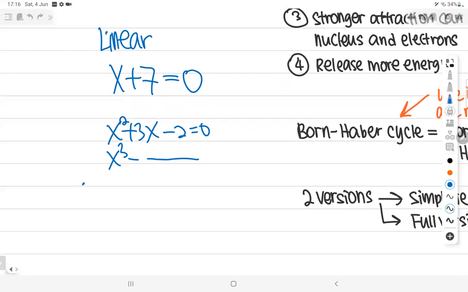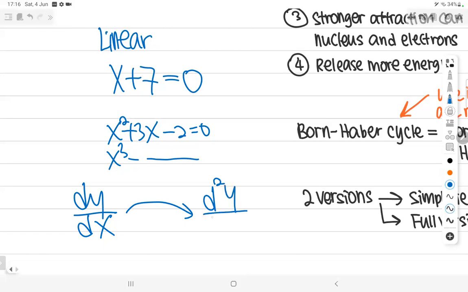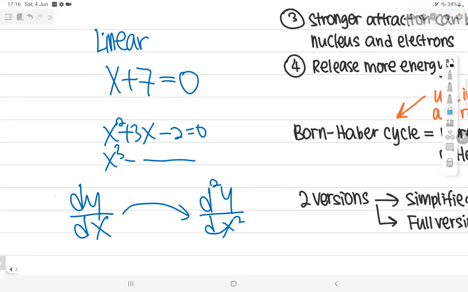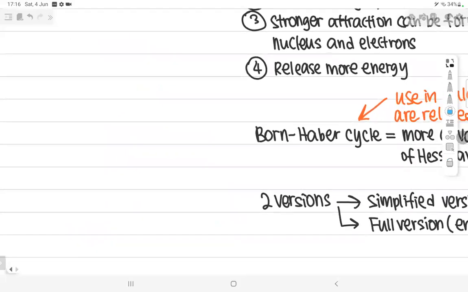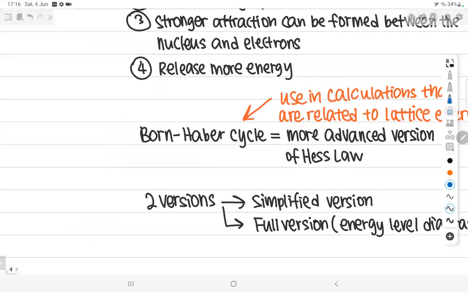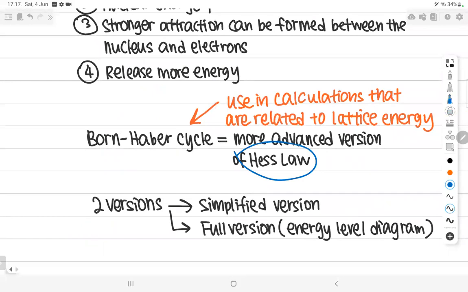Same thing even when you learn your differentiation. You learn the basic differentiation is dy dx. The more advanced is two times, so d square y dx square. So this is the second derivative. This is called the more advanced version. So same thing goes to chemistry. The basic algebra is called Hess law. So now the advanced version is called Born-Haber cycle.